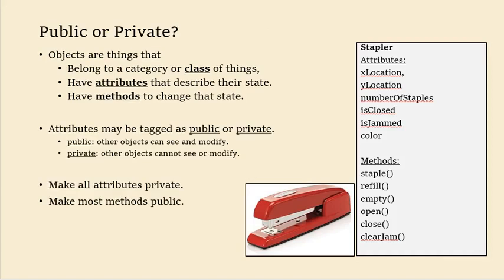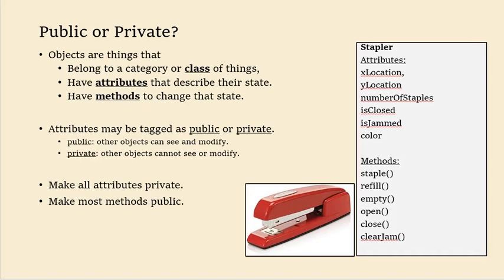Okay, public or private? Well, let's see. We can tag these things as public, meaning entities outside of the class can see them, or private, meaning only entities inside the class can see them. And the rule is make all your attributes private. Just make all your attributes private by default. And then for methods, almost all methods we will make public. If you think of a method as the ability to use an object, then you want other entities to be able to use that object.